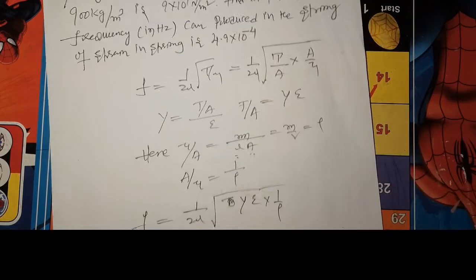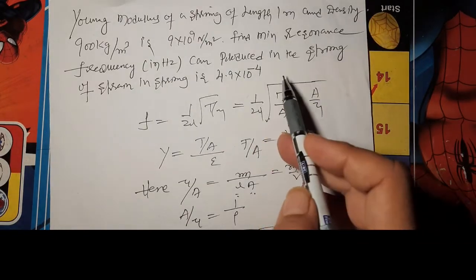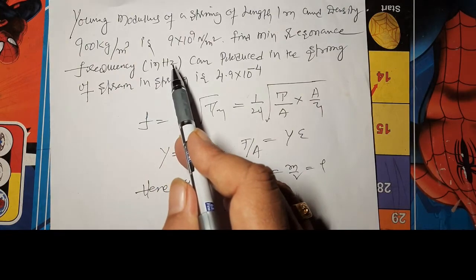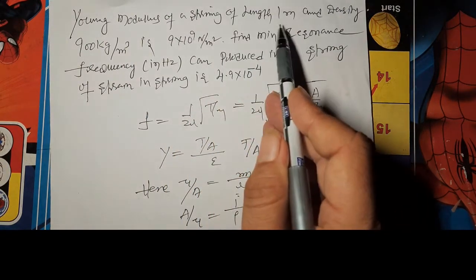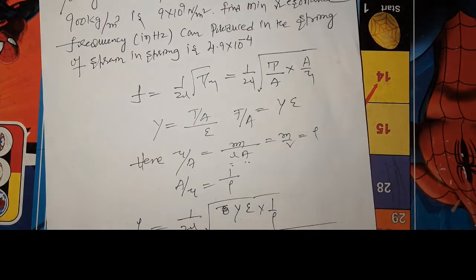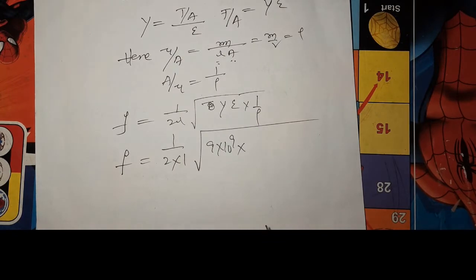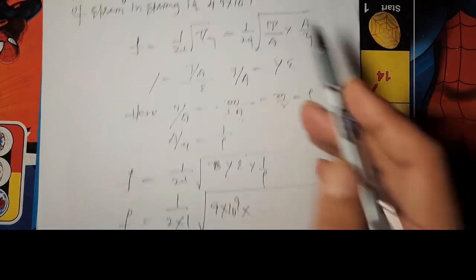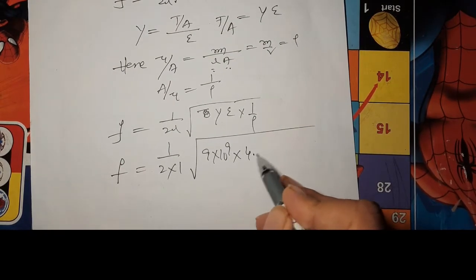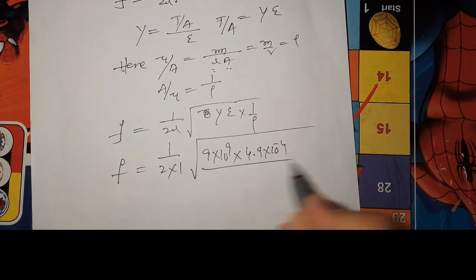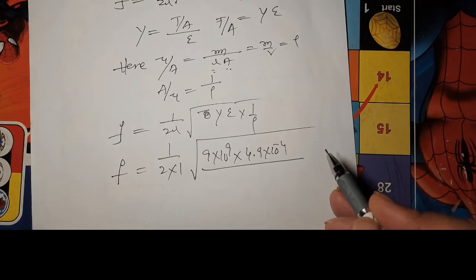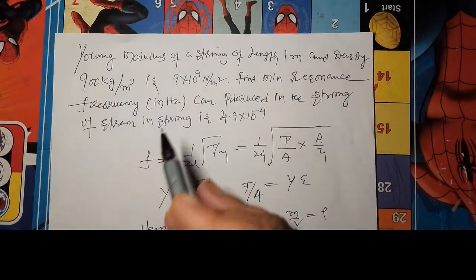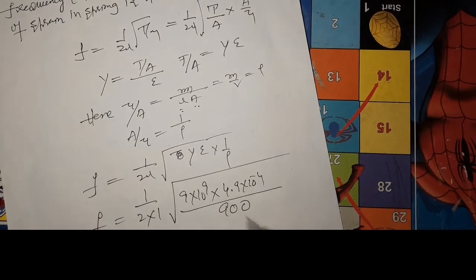Length of the wire is 1 meter. What is the Young modulus of the wire? Young modulus of the string is 9 into 10 to the power of 9. Strain, what is the strain given in the string? 4.9 into 10 to the power of minus 4. So, here 4.9 into 10 to the power of minus 4 divided by, what is the density they have given? Density they have given is 900 kg per meter cube.